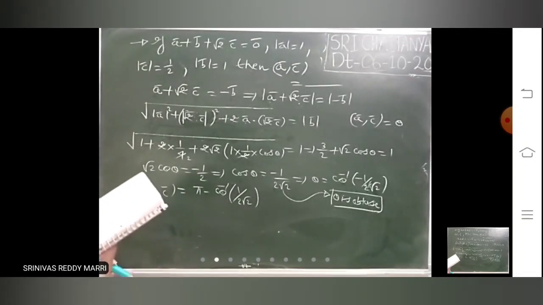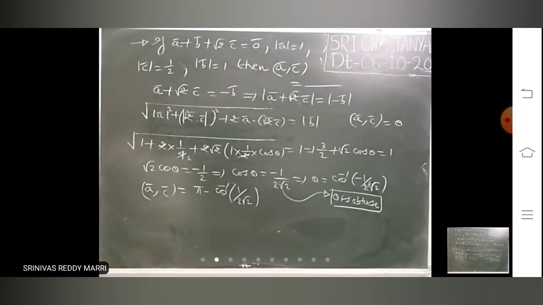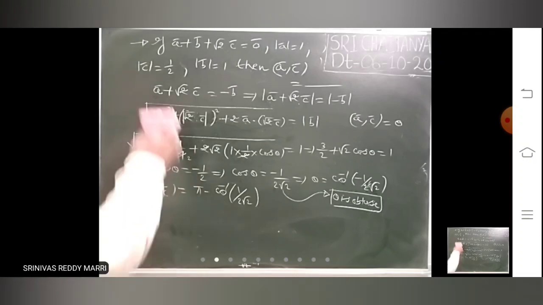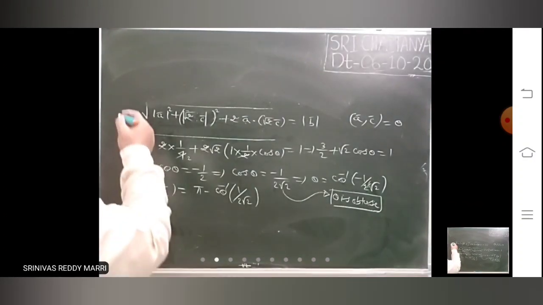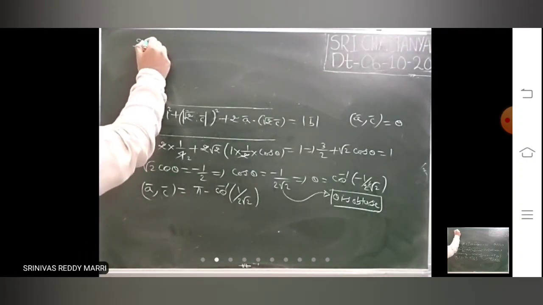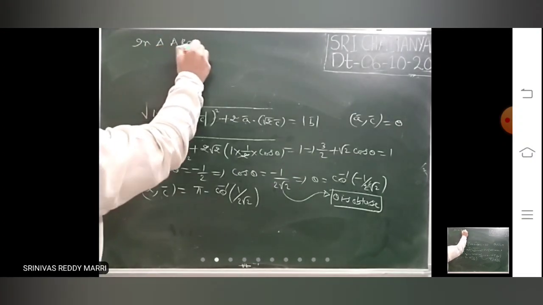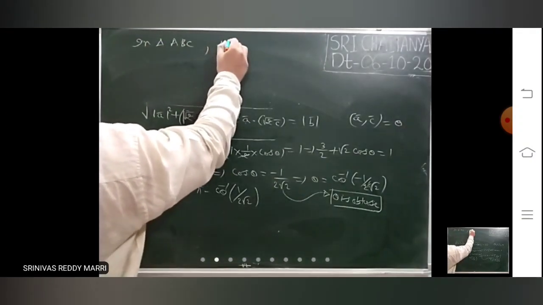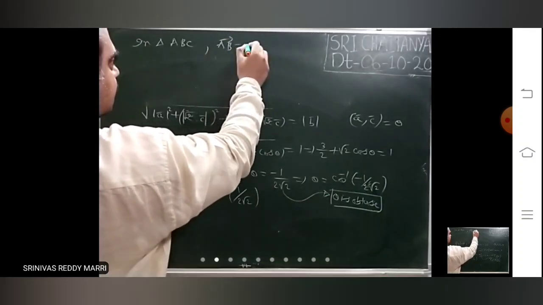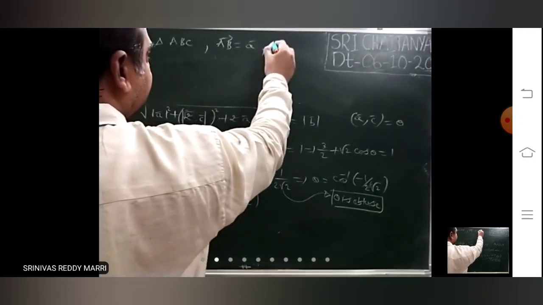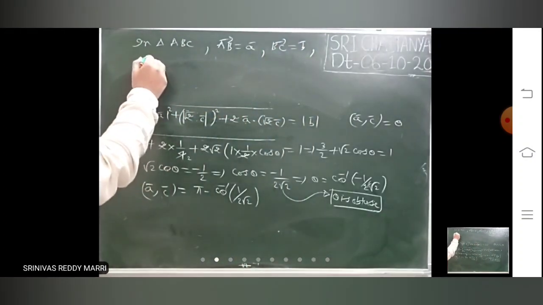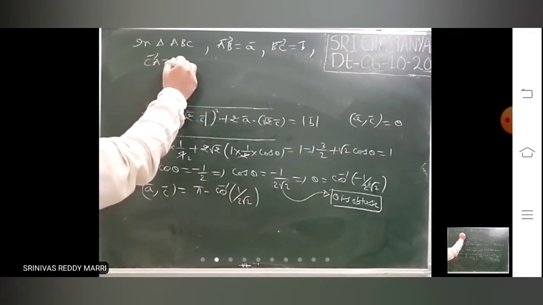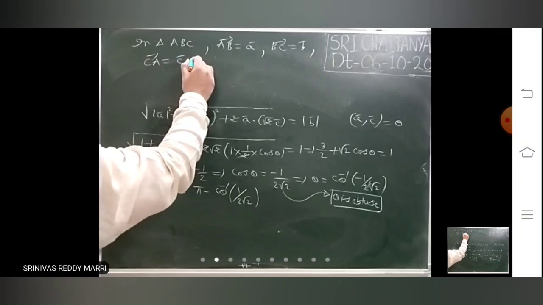Look at the next model. In triangle ABC, AB bar equal to A bar given, BC bar equal to B bar given, CA bar equal to C bar given.